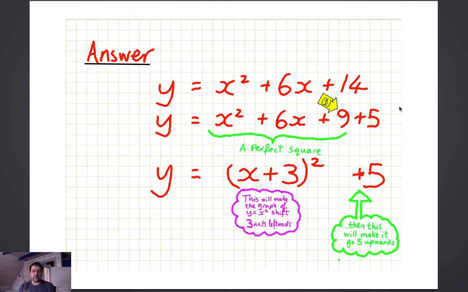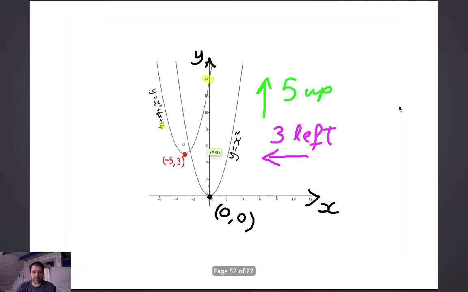So if we do the graph of y equals x squared plus 6x plus 14, we expect it to be the same as the graph of y equals x squared, but shifted horizontally and vertically in that way. So I actually did that on GeoGebra, and lo and behold, the graph of y equals x squared plus 6x plus 14 was like the original graph of y equals x squared, but shifted 3 to the left and then 5 up. So instead of bottoming out at 0, 0, it bottomed out at minus 3, 5.